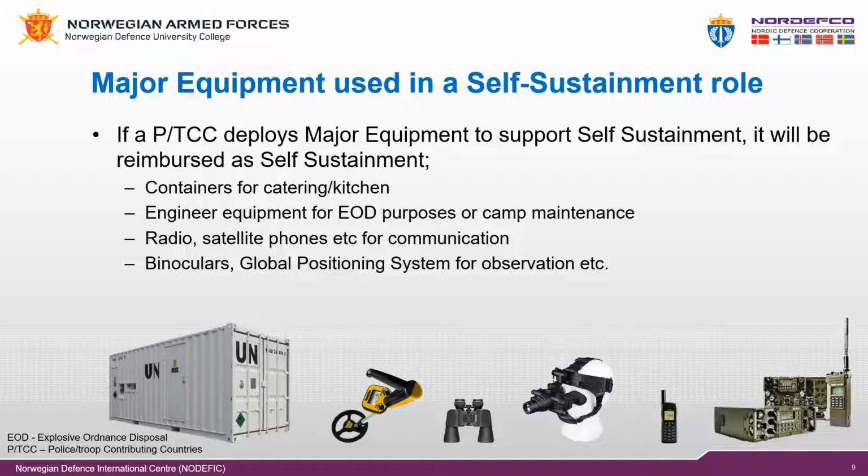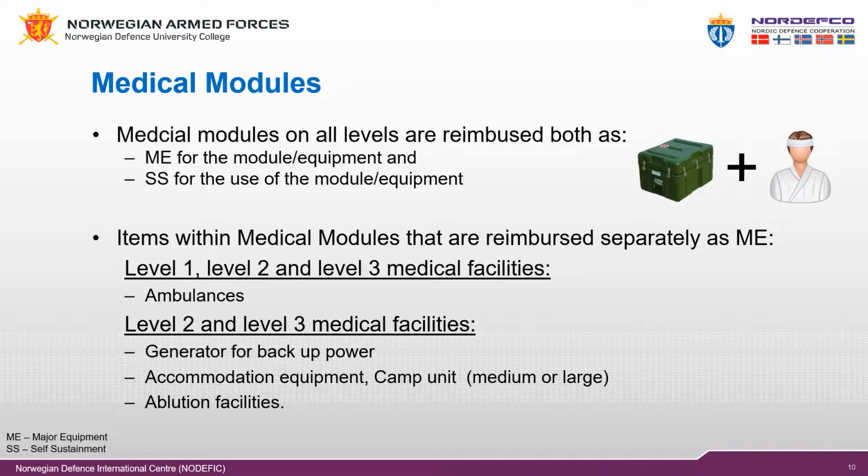Examples: containers for catering or for the kitchen, engineer equipment for EOD purposes or camp maintenance, radios, satellite phones, etc. for communication, binoculars, global positioning systems for observations, etc. This specific major equipment will not be listed in the Memorandum of Understanding, Annex B.